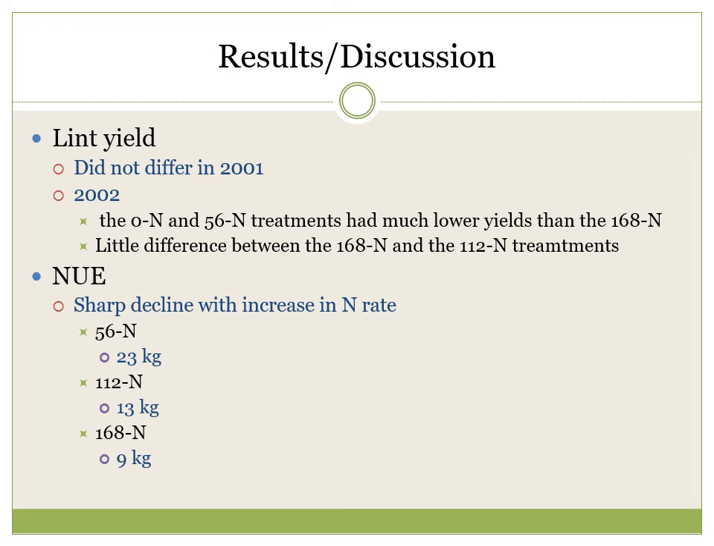Lint yield did not differ in 2001, but in 2002 the higher nitrogen rates correlated with much higher yields. Nitrogen use efficiency declined with higher rates of nitrogen application.